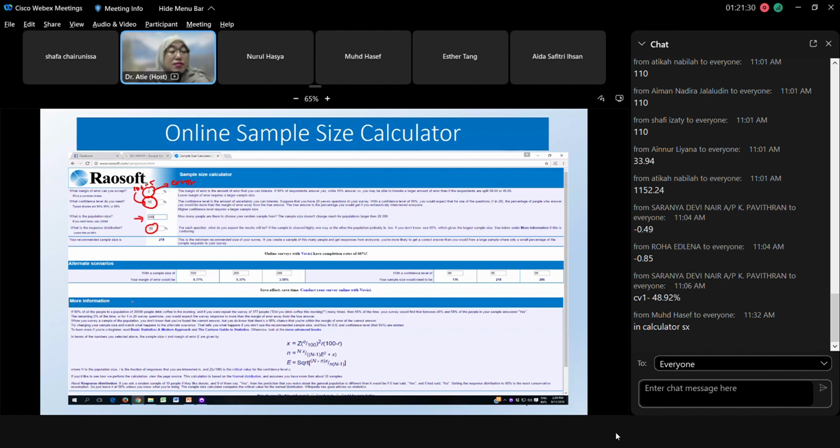And then this is what happens. It will calculate for us the n, the number of samples that we need, which is 218. So that's what it means for the 500 people. We need to choose 218 respondents or sample from this population. Okay, understand?